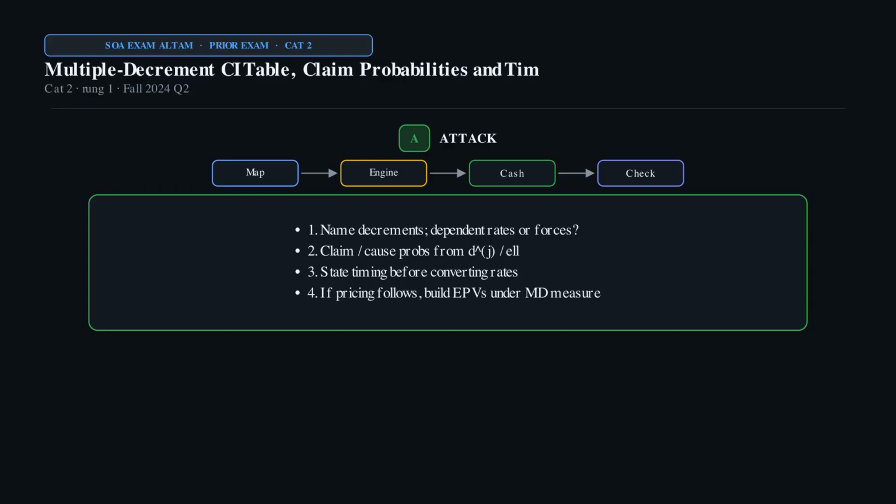Step 1. Name decrements, dependent rates, or forces. Step 2. Claim and cause probabilities from D-J/L. Step 3. State timing before converting rates. Step 4. If pricing follows, build EPVs under the multiple decrement measure.